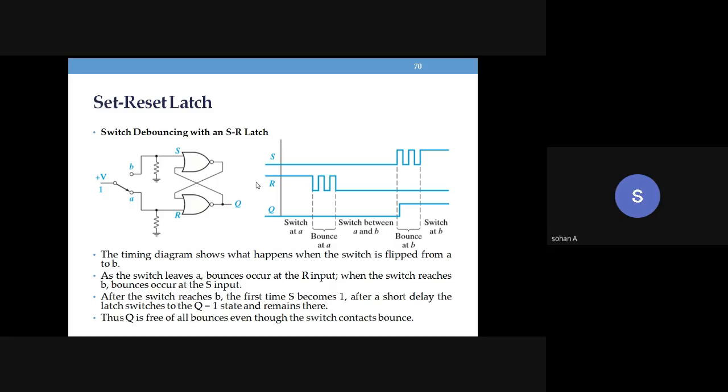I'm not sure if I can explain exactly. Whatever you understood, that's what I am asking. How much you understood, in your own words, try to explain. First, the timing diagram shows what happens, which leaves the bounces.